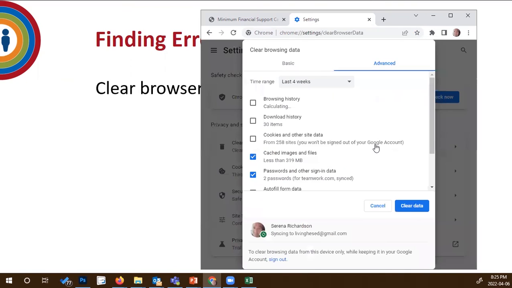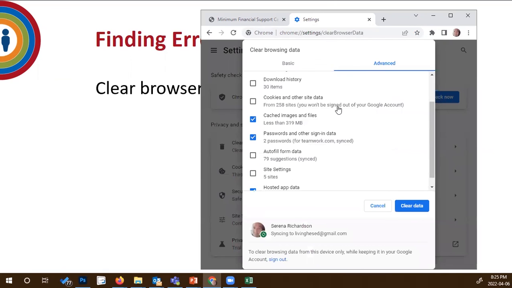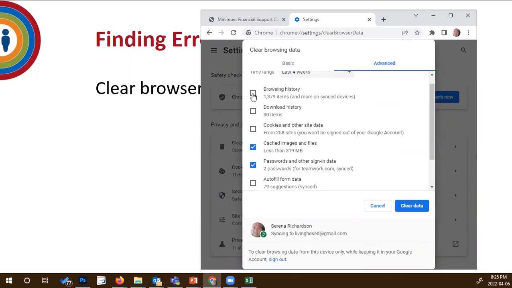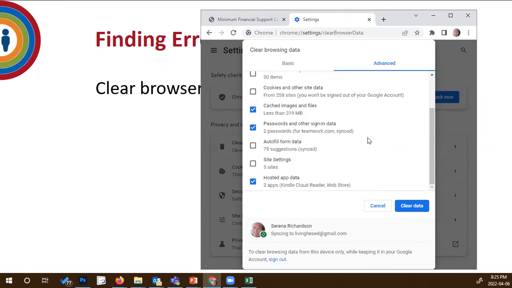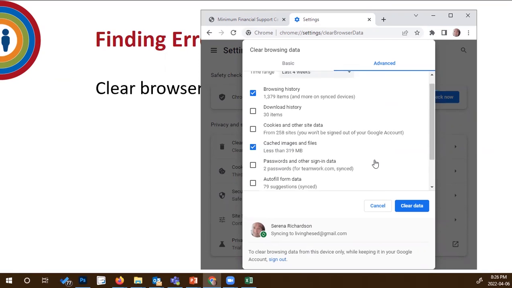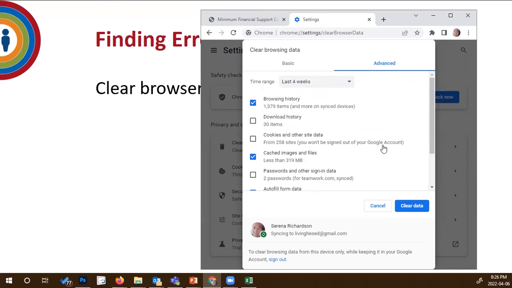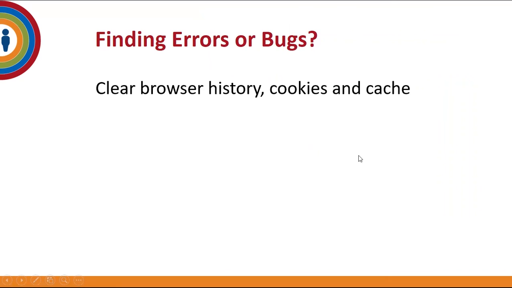And then you want to check mark the things that you want to clear. So you would check mark browsing history, cached images and files, and that should be sufficient for you. Perhaps auto form data as well, you might want to try. Yeah, and then you're going to select clear data. And once that happens, that should be fixing any errors you might be having.